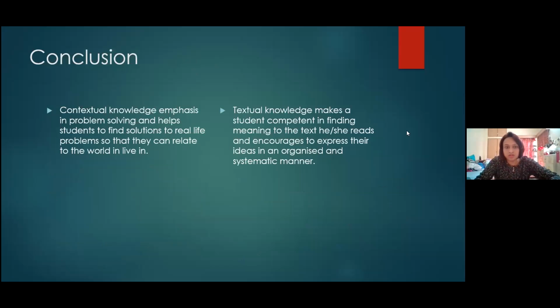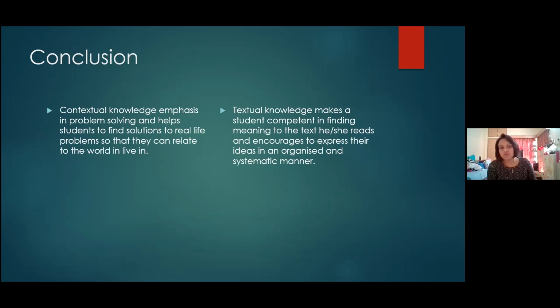Finally, the conclusion. Contextual knowledge emphasizes problem solving and helps students to find solutions to real life problems so that they can relate to the real world that they live in. Like I said, whatever information you learn from your teacher, or whoever is sharing knowledge, how do you take that knowledge, retain it, and then apply it in your real life situations is what contextual knowledge is all about.